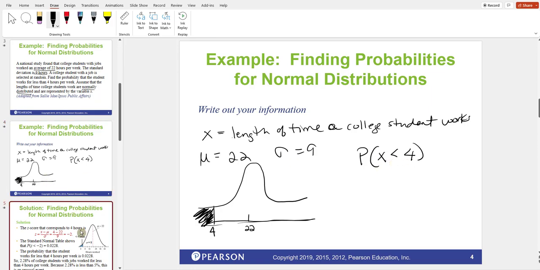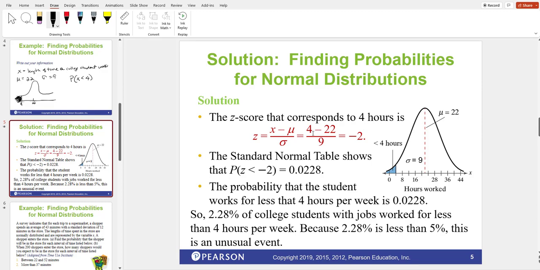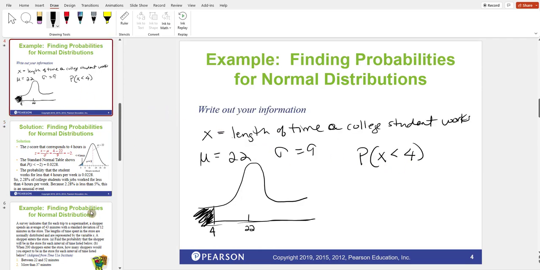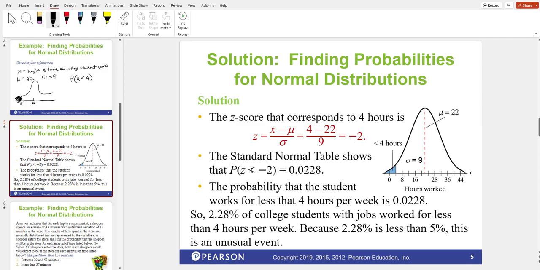So what we have to do is convert that 4 to a z-score in order to use the table. The formula for z-score is your x value minus the mean divided by the standard deviation. So we'll take 4 minus 22 all over 9 and we get negative 2. So z is negative 2. So the probability that x is less than 4 will convert to the probability that z is less than negative 2.